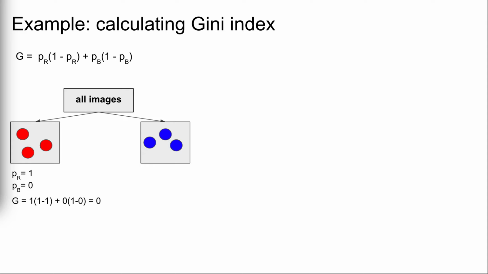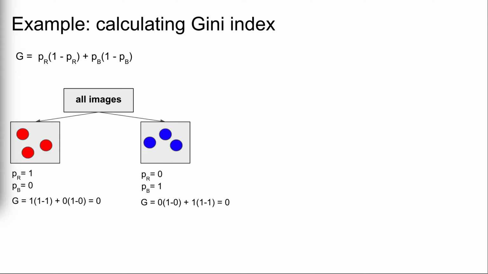All of the data points are red, and so any randomly selected data point is also going to be classified as red and therefore correct. Similarly, since all data points in the second node are blue, it too has a Gini index of 0.